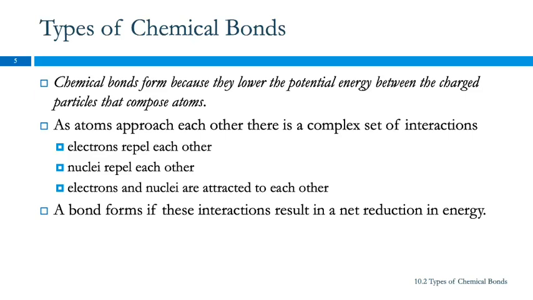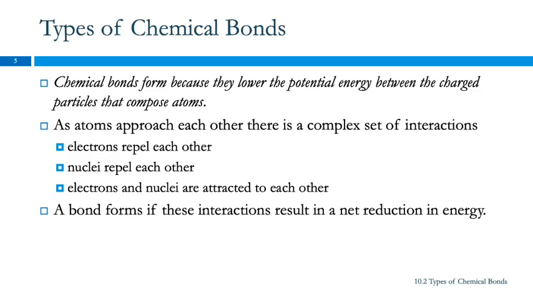The electrons are going to repel each other, and the nuclei are going to repel each other, but the electrons from one atom can be attracted to the nucleus of the other atom. And so how do these attractions and repulsions work together? When does a bond form? When does a bond not form?